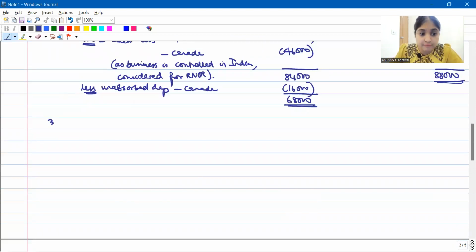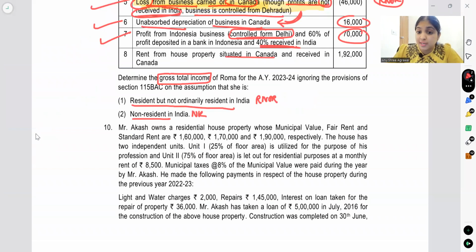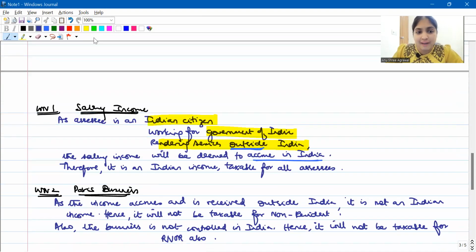Coming to the third part, we have one more head involved over here. We have rent from house property situated in Canada and received in Canada. Will I consider this? No, because the source is not in India and it is also received outside India. So it is clearly what kind of an income? A foreign income. It is neither going to be taxed for RNOR nor will it be taxed for NR, but I can't ignore it. I'll have to write it down.